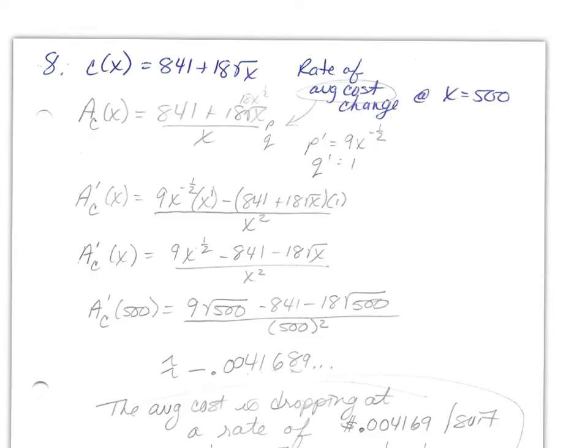For the next one, number 8, is a word problem where we've got men's suits. We have a cost function. Find the rate at which the average cost is changing. Notice average cost is the cost divided by x. That's the average cost. And so that's where that formula is coming from. That's why you divide by x. It's the average. And then quotient rule gets you all the way down to here.